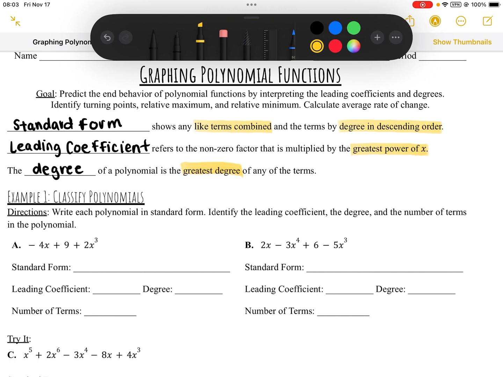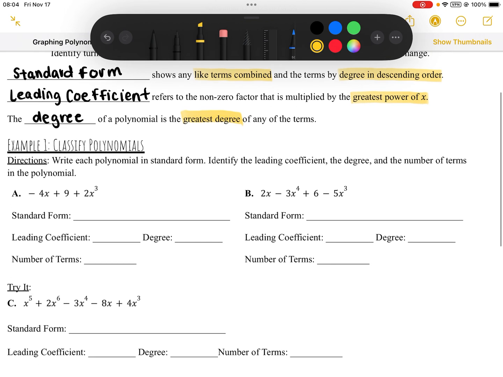Okay, so standard form, writing your polynomial in descending order from highest to lowest power. Leading coefficient is the number in front of your greatest power of x, and then your degree is the greatest degree of any of the terms. Okay, so in example 1, we are going to classify polynomials. So we are going to write each polynomial in standard form, identify the leading coefficient, the degree, and the number of terms in the polynomial.